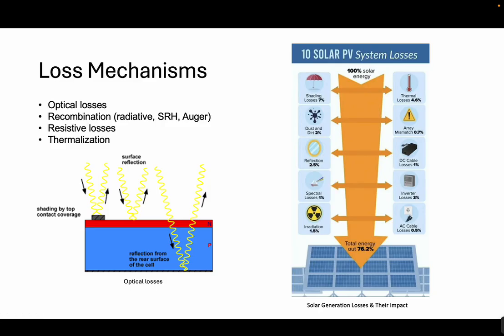Understanding losses is crucial for improving device efficiency. Optical losses occur when light is reflected or passes through the device without absorption. Recombination losses include radiative recombination, Shockley-Read-Hall defects, and Auger processes at high carrier densities. Resistive losses arise from poor contacts or material conductivity. Thermalization losses result when high energy photons lose their excess energy as heat.